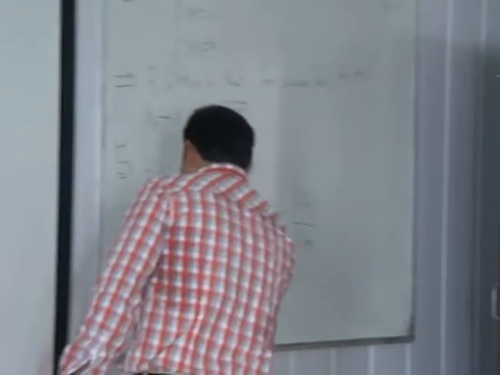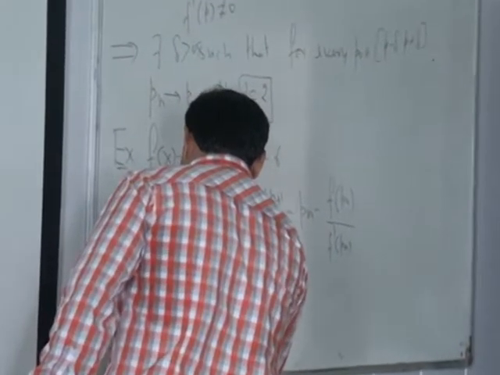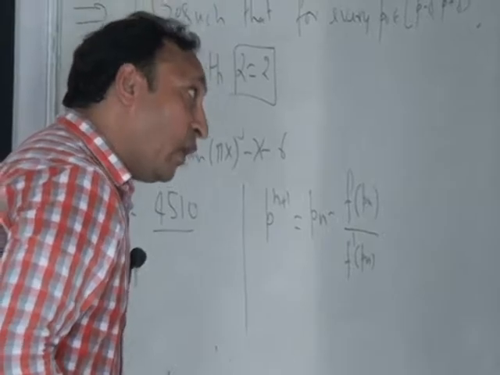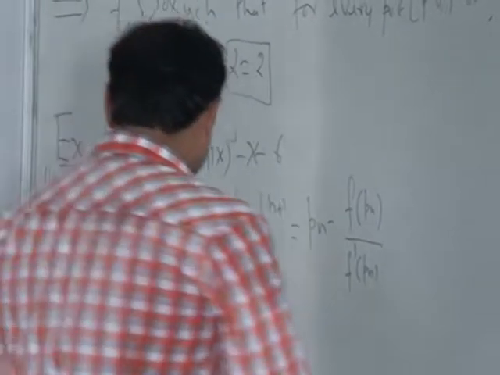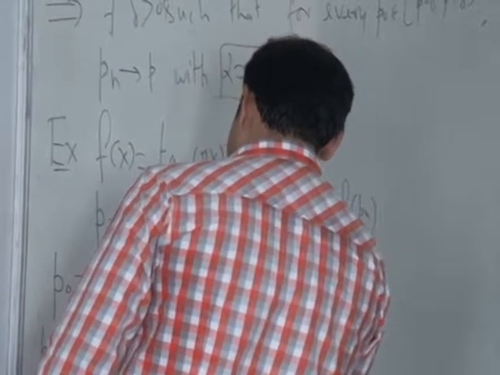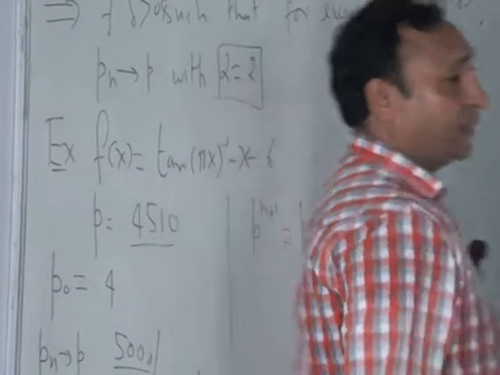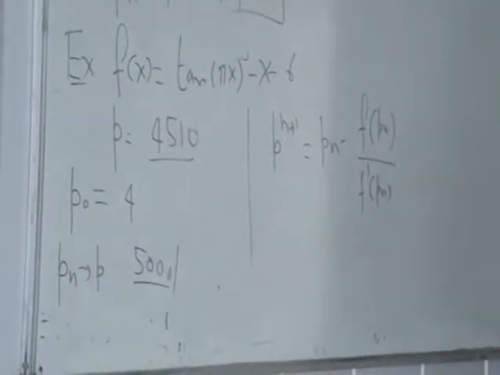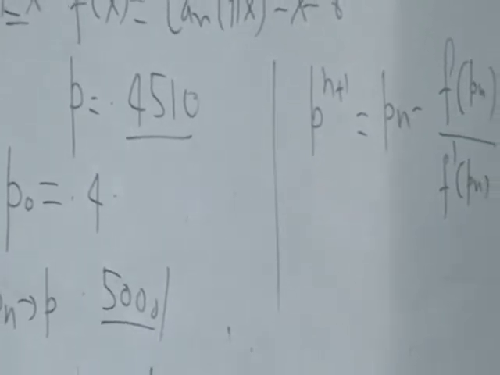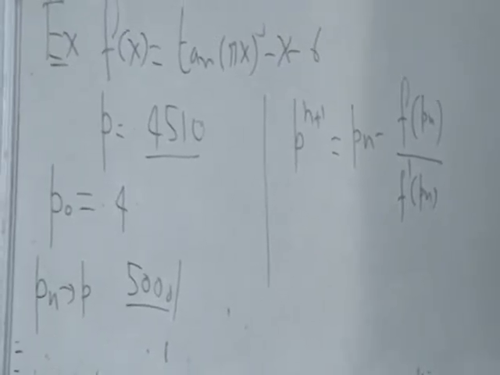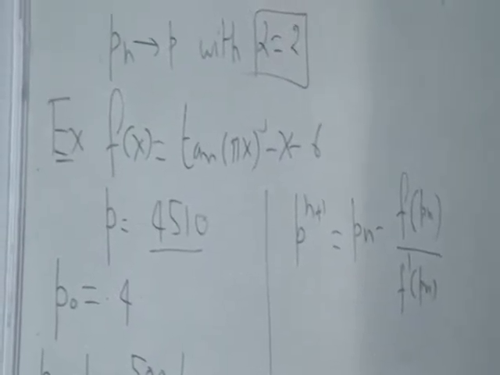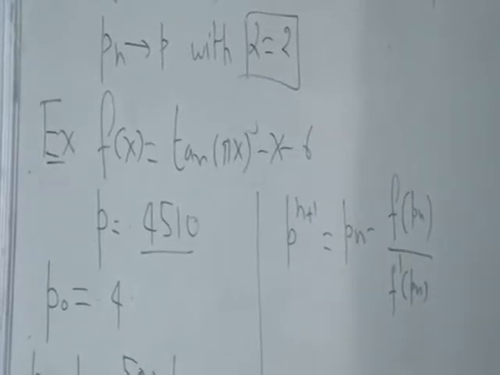Then the sequence which you have constructed, Pn minus P, will not converge to P even after 5000 iterations. You have to compute till P5000 and still it won't come. Even though you have taken p naught as 0.4, which is very close to your solution, because the solution is 0.45.